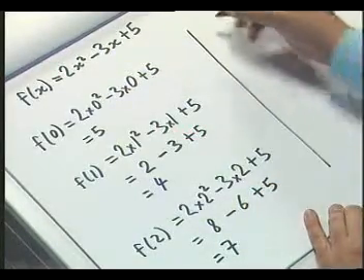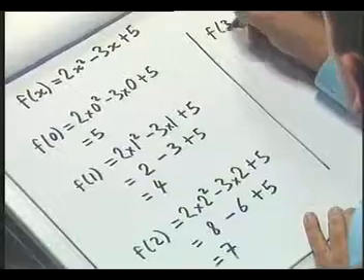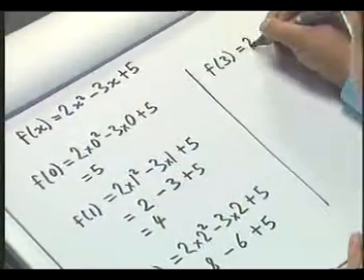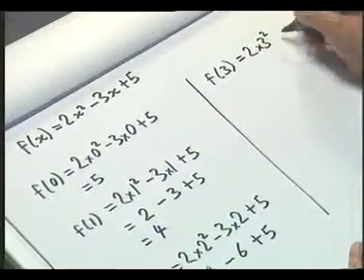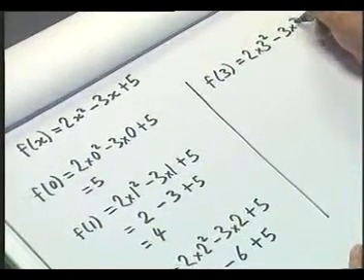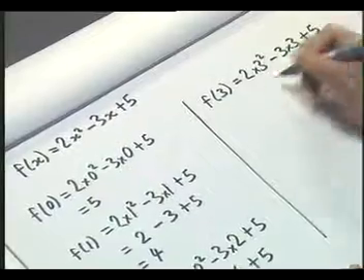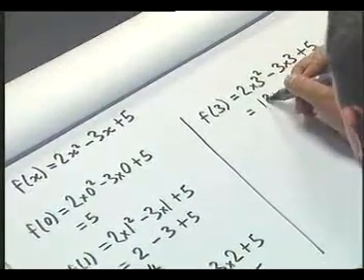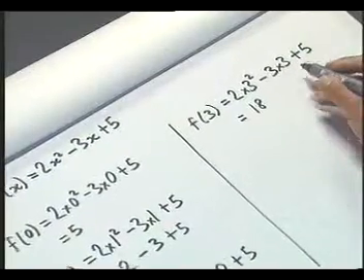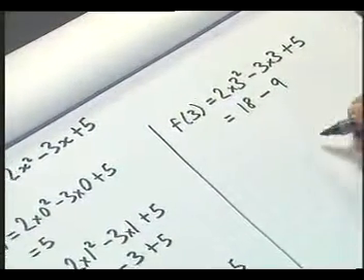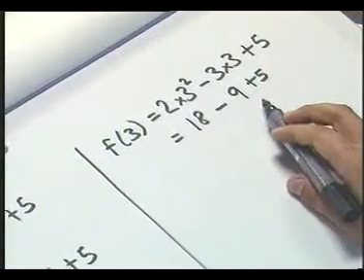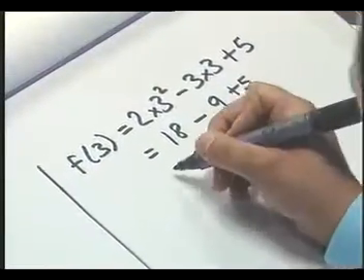Okay, if we look at an argument of 3, f of 3 gives us 2 times 3 squared, take away 3 times 3, and plus 5. So this is 2 times 9 here, 18. Take away 3 times 3, which is take away 9, and plus 5. So 18 take away 9 is 9, plus 5 gives us 14.